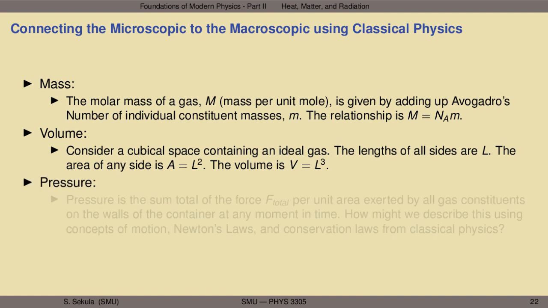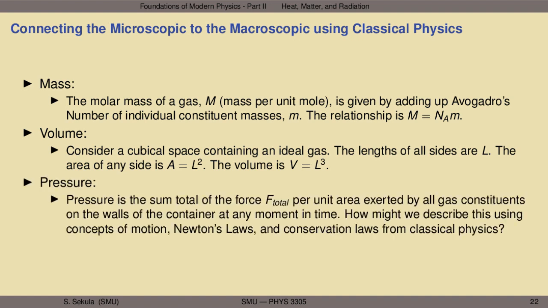Now, pressure is a bit more difficult. Pressure is the sum total of the force, F total, per unit area, exerted by all gas constituents on the walls of the container at any moment in time. An individual gas molecule will occasionally collide with a wall of the volume containing it. That collision will briefly exert a force. That force on that area is the pressure.